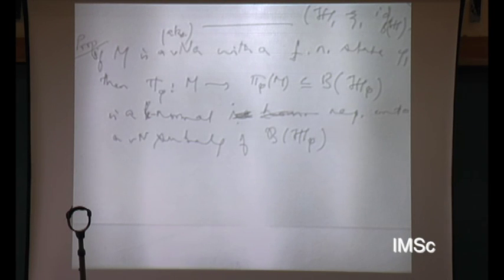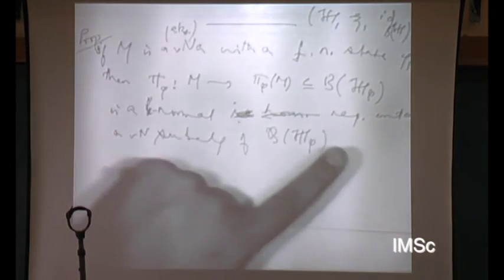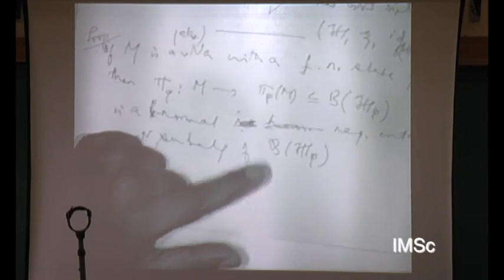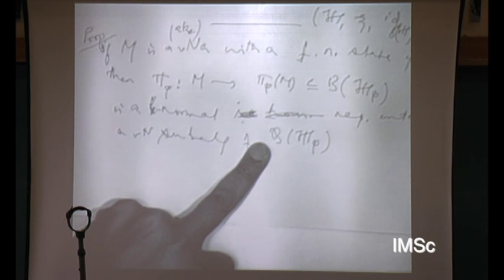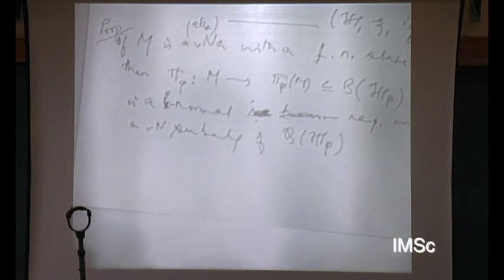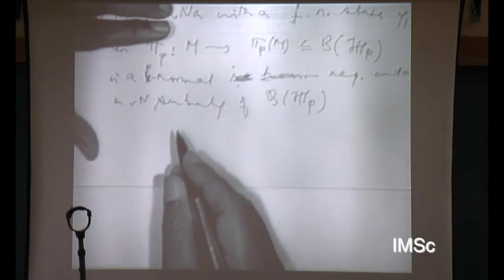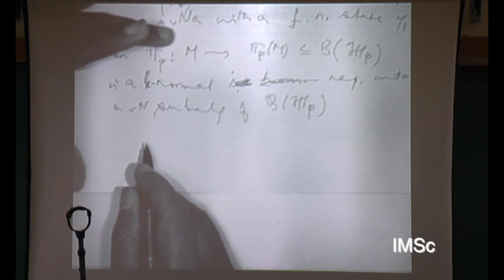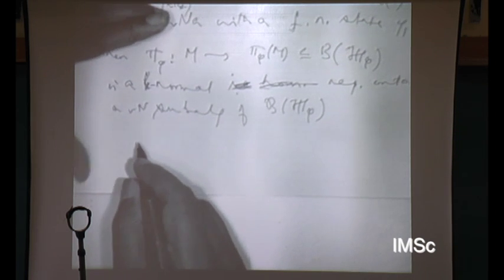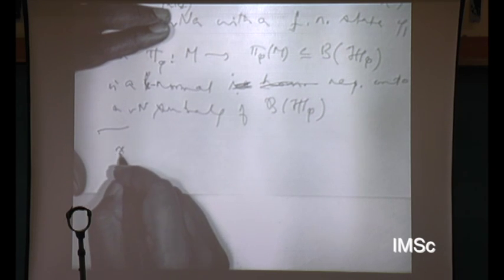So the only thing that one has to see, since phi is faithful, pi phi is also faithful. Right? Purely at the C-star level we have seen this. And why is it normal? Because to see it is normal, it's enough to check that.